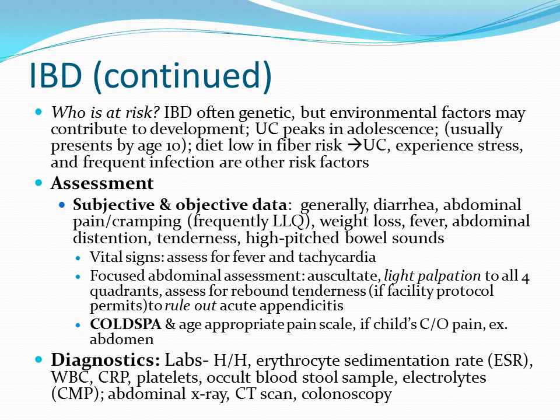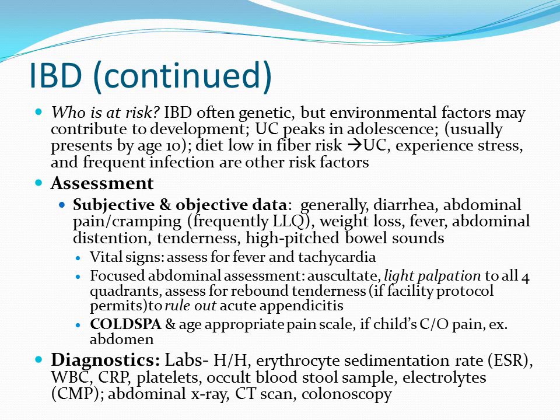When thinking about who is at risk for IBD, it's often genetic, but environmental factors may contribute to the development as well. UC is known to peak in adolescence and usually presents by age 10 to 20. A diet low in fiber is an increased risk for UC. People who experience stress and frequent infection are also other risk factors to note.